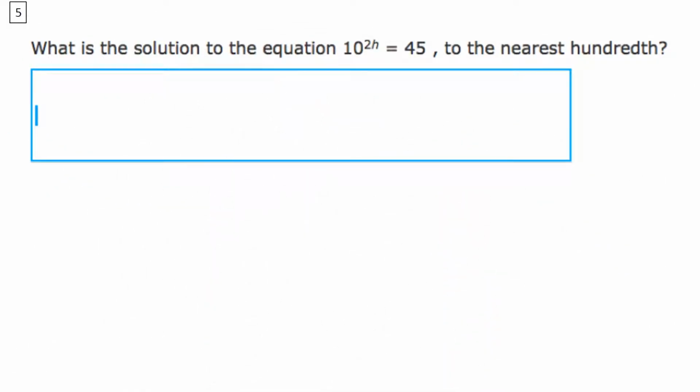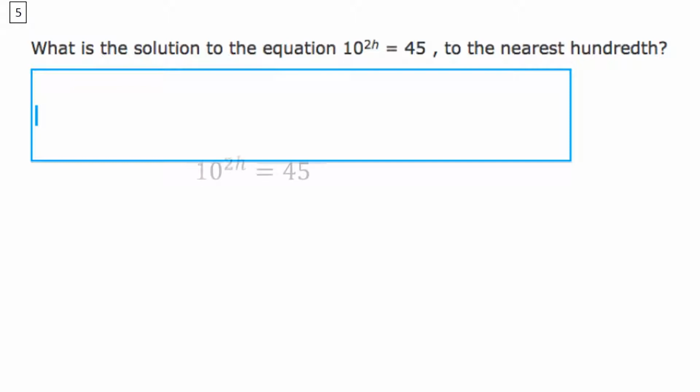All right, number 5. What is the solution to this equation? It gave us an equation to the nearest hundredth. Now, there's a lot of ways to solve this. Some ways we've talked about before. We could graph the left side as y1, the right side as y2, and find where they cross. As a matter of fact, I think we had a problem like that on a worksheet a while back when we were learning that trick. But really, this isn't that hard.